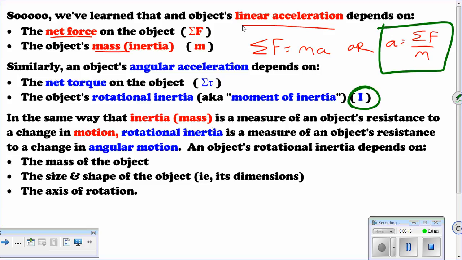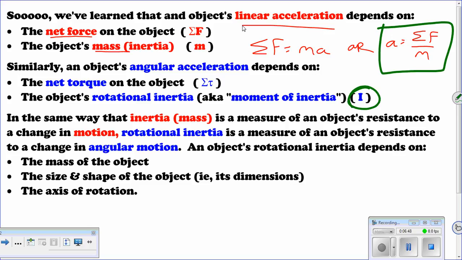But if I roll them down the hill at the same time, nope. This one is way faster. Right? And I can switch ramps and it'll still do the same thing. The solid one always wins. And the reason that this one wins is because it has less rotational inertia. It's easier to cause this to accelerate than it is to accelerate this.